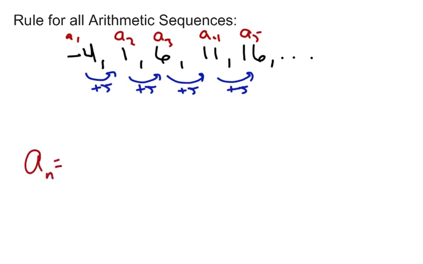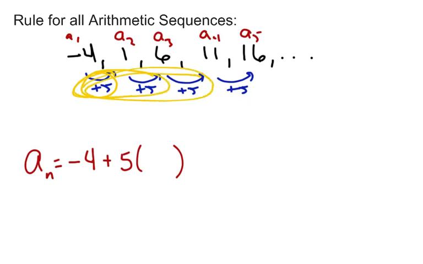So if I wanted to find maybe the 20th term or whatever, what I realize is that we start with this -4, and we're going to keep adding 5 every time. But how many times is the question? Well, to get to the second term, I added 5 one time. To get to the third term, I added 5 2 times. To get to the fourth term, I added 5 3 times. And to get to the fifth term, I added 5 4 times. So if I was trying to get to the 10th term, I'd add 5 9 times. And if I was going to try and get to the 100th term, I'd add 5 99 times. But down here, I'm trying to get to the nth term, so it's going to be n minus 1 times.